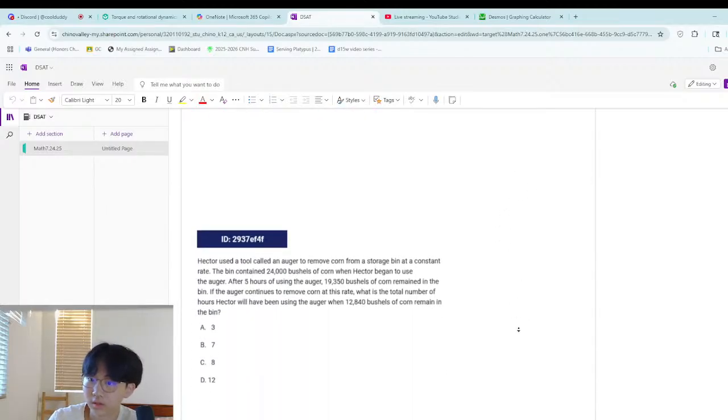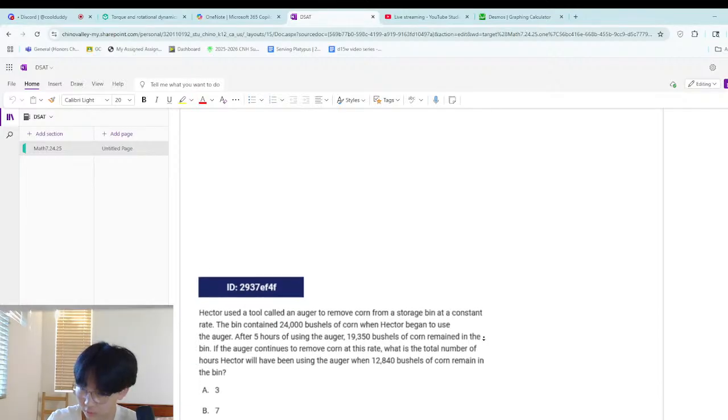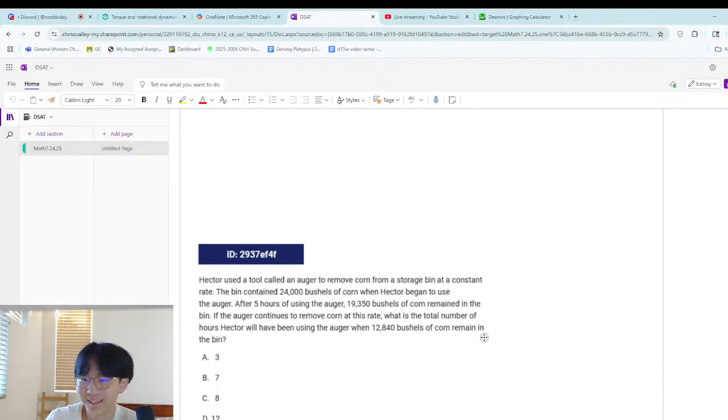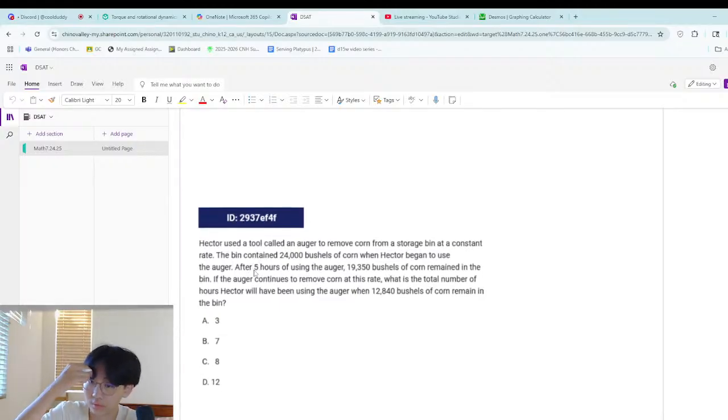Hector used a tool called an auger to remove corn from a storage bin at a constant rate. The bin contained 24,000 bushels of corn. After 5 hours of using the auger, 19,350 bushels of corn remained in the bin. If the auger continues to remove corn at this rate, what is the total number of hours that Hector will have been using the auger when 12,840 bushels of corn remain in the bin?